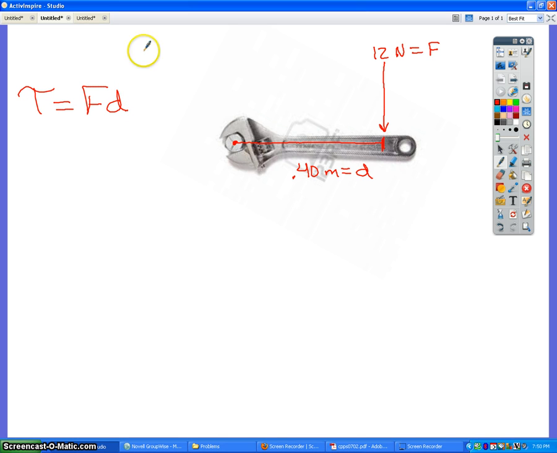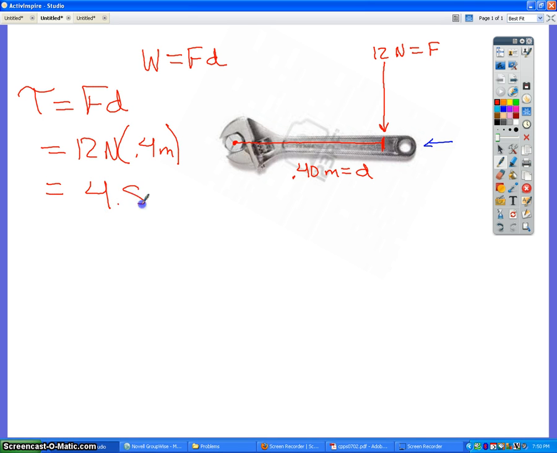And if you remember, work is also equal to force times distance. So when you're confused about the work that needs to be done by a wrench or any other tool like that that's turning, you know you're doing work when you do it, and that should help you remember that you use the torque equation. At this point we can just put in our force, which is 12 newtons, and our distance, which is 0.4 meters. Multiply the two together and we end up with 4.8 newtons times a meter.